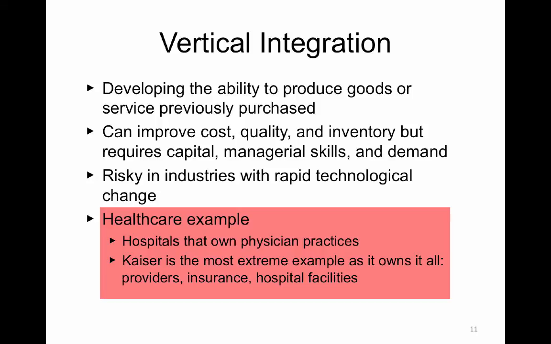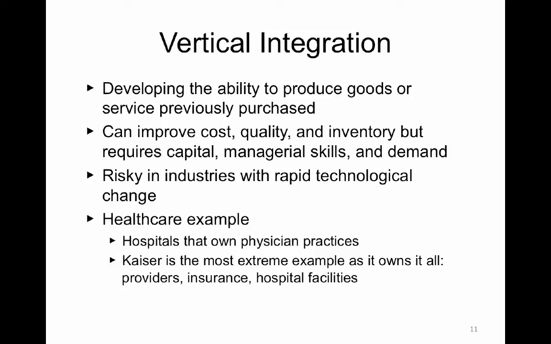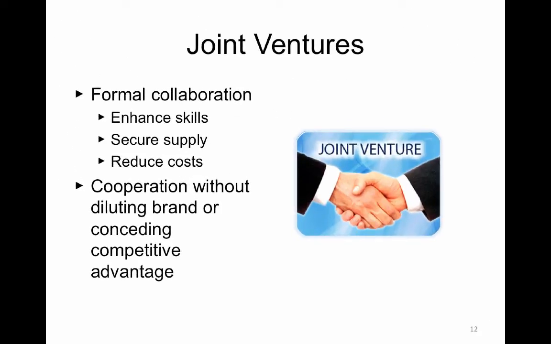For a healthcare example, you have hospitals that own physician practices. This is probably the most common example of vertical integration. So rather than have a contract with a physician practice, the hospital actually outright owns it. Kaiser is probably the most extreme example of vertical integration in that it owns the insurance company as well. So that they're the insurance, they're the provider of care, and they also own the facilities. So Kaiser out in California is a good example of vertical integration. And they've had great success with it.